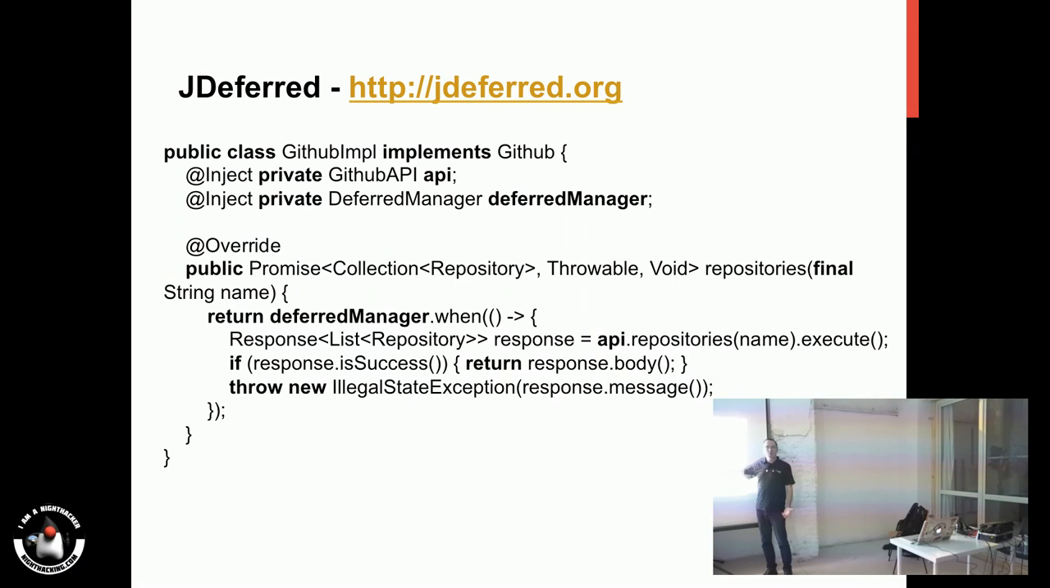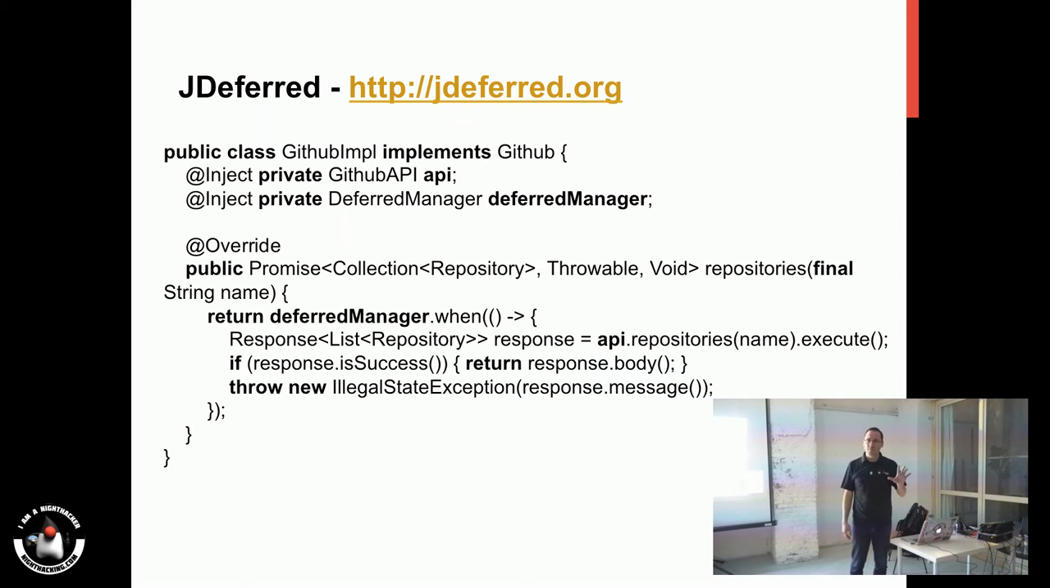Notice that it's so easy. What is the HTTP complexity? The only thing that we need to figure out is that based on the response, if it's successful, we return the body. This is the list of repositories automatically parsed from JSON. There's nothing else that we need to do. And if it's not successful, we simply pop up an error, and let's see how the consumer will deal with this one.